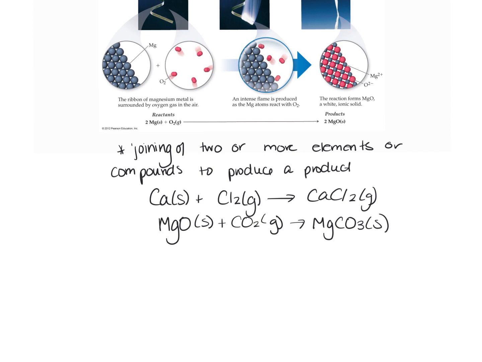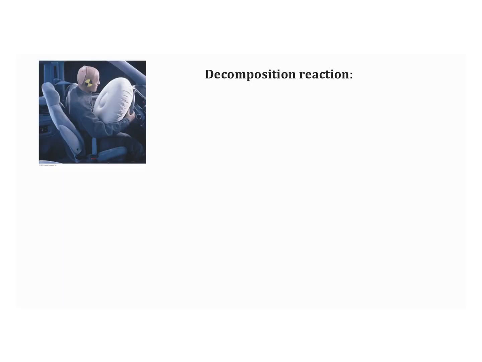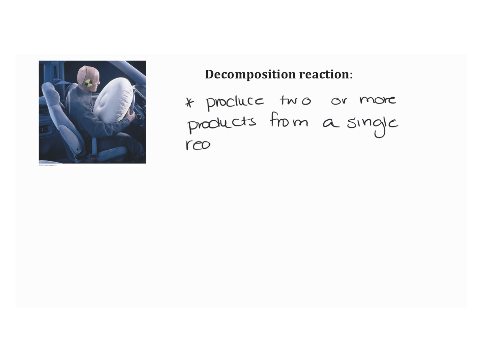The second type of reaction we're going to look at can almost be viewed as the opposite of this. It's a decomposition reaction. And in this reaction type, right, you produce two or more products from a single reactant, right?